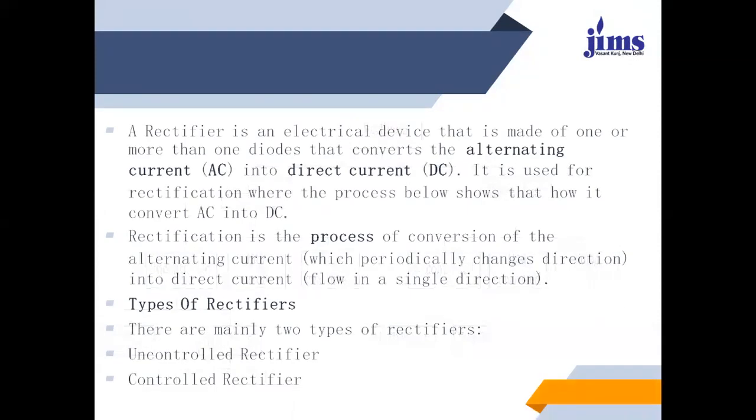A rectifier is an electrical device made of one or more diodes or controlled devices that converts alternating current into direct current. Rectification is the process of converting alternating current, which periodically changes direction, into direct current flowing in a single direction. There are various types of rectifiers which we already discussed in the previous slide. Now there are mainly two types of rectifiers: uncontrolled rectifier and controlled rectifier.